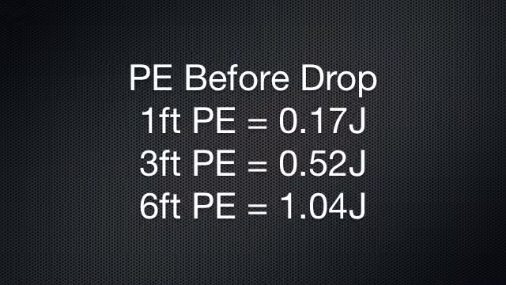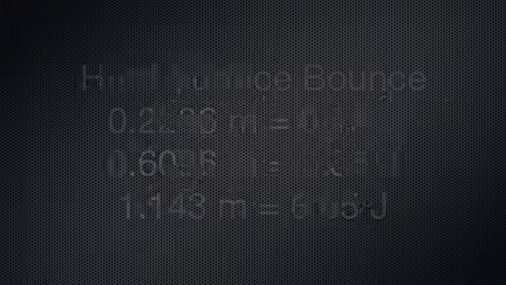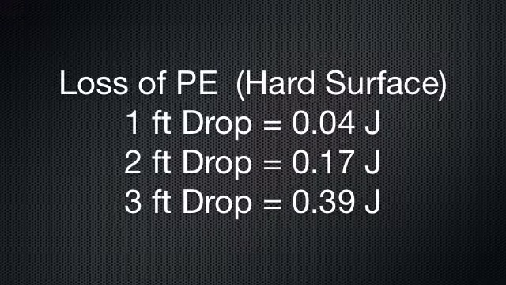We used the potential energy equation, mass times gravity times height, to find the amount of energy stored before each drop. We used the same equation to find how much energy there was at the highest point of the bounce. Then we simply took the energy level before the drop minus the energy level at the highest point of the bounce to find the loss of the potential energy. This number tells us the amount of energy lost to things such as heat, sound, and air resistance, and explains why the ball doesn't continue to bounce back up to the original level.